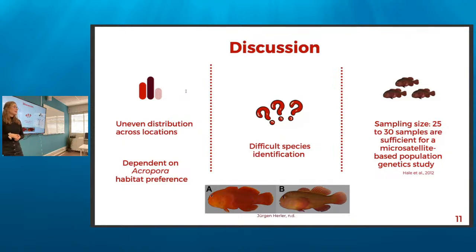So other studies had a lot higher sampling size of maybe 550 fish, or one study I found even had almost 1,000 samples. However, I found a study by Halle et al. that found that even a small size of 25 to 30 samples is sufficient for a microsatellite-based population genetic study. So based on the assumption that most of the fish I collected belong to the two species Irregularis and Billiniaris, then we can assume that it's probably big enough to conduct the analysis based on this hypothesis.